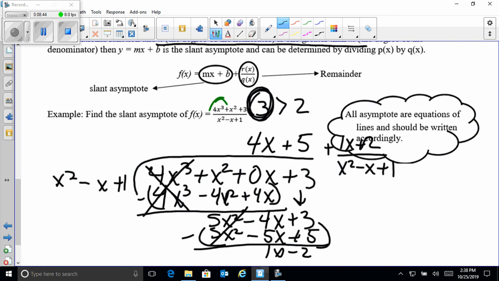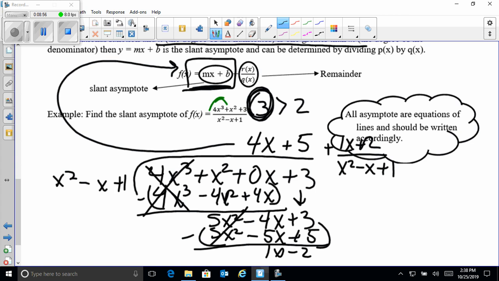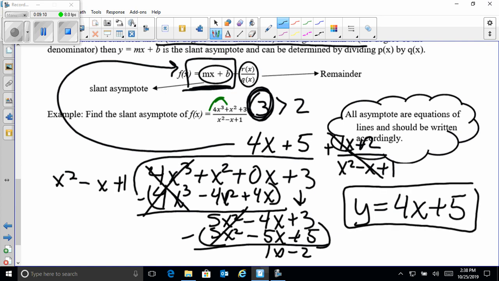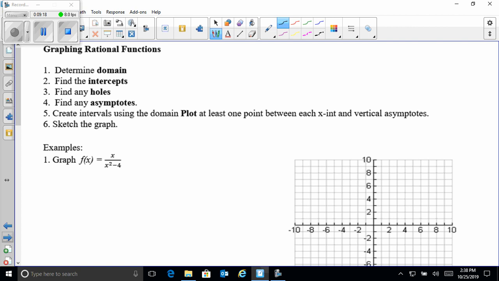Now, if you look at what I just wrote up here, it tells you how to find your slants. So you divide your polynomials. What we get, our quotient part, not the remainder, is our slant asymptote. So right here, our slant asymptote is y equals 4x plus 5. The remainder I'm not even worried about, that's just a remainder. It has nothing to do with my asymptote.